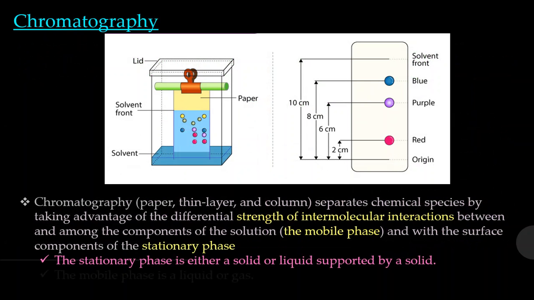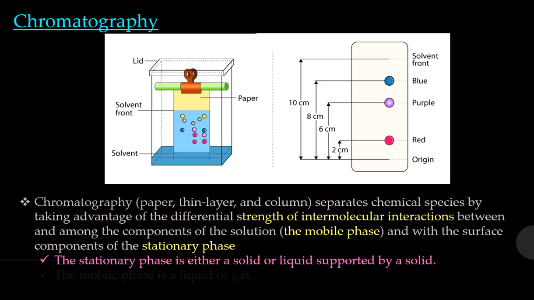All right, let's look at chromatography and separation techniques. In general, chromatography separates the species based off of different strength of intermolecular attractions. So depending upon how attracted the components are to one another will depend on how they separate. You have a mobile phase and you have a stationary phase.